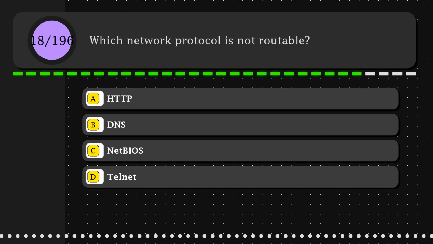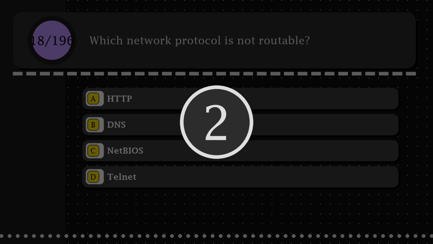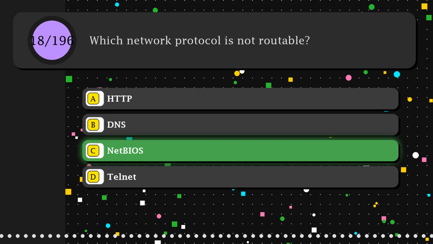Question 18. Which network protocol is not routable? Option A, HTTP. Option B, DNS. Option C, NetBIOS. Option D, Telnet. The correct answer is option C, NetBIOS.